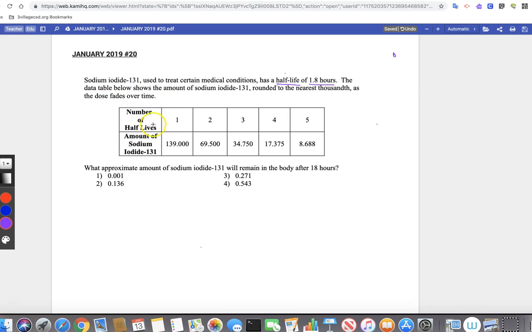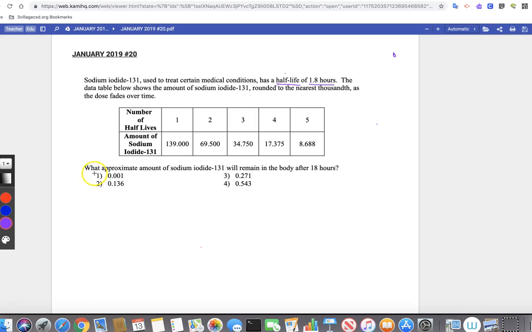So in the table, in the first row, we have the number of half-lives listed out, starting at 1 and going up to 5 half-lives. In the second row, we see the amount of the sodium iodide that corresponds with each of our half-lives.